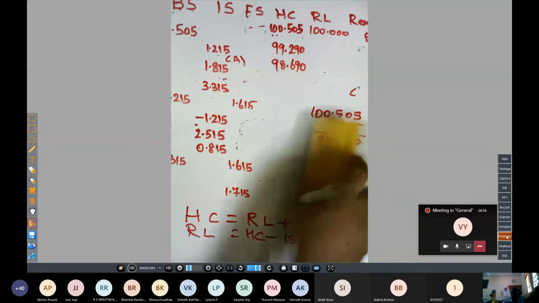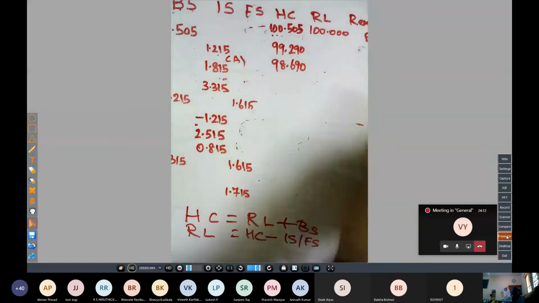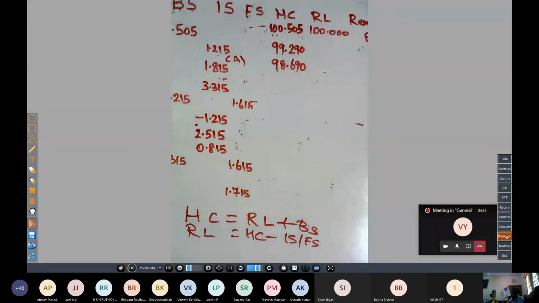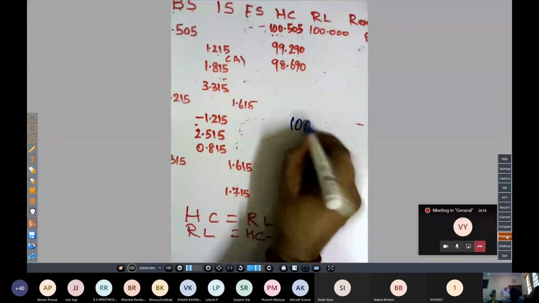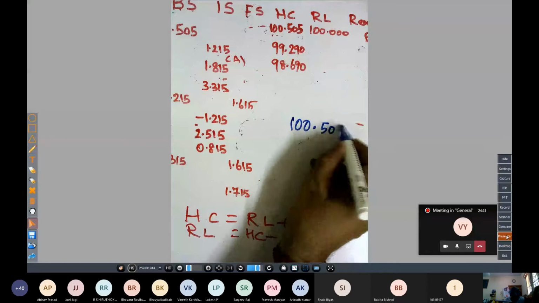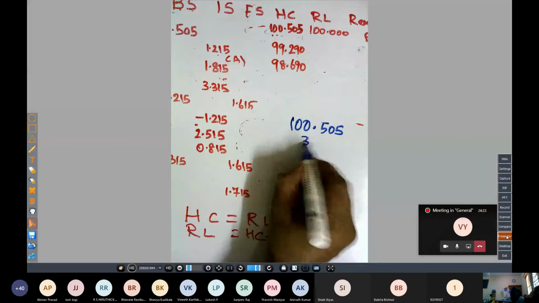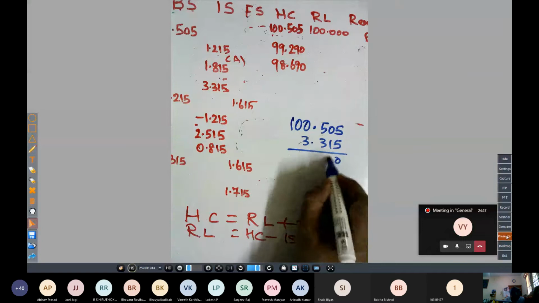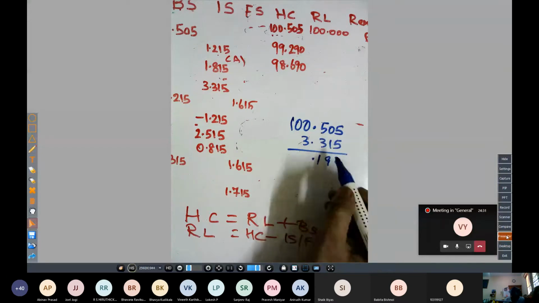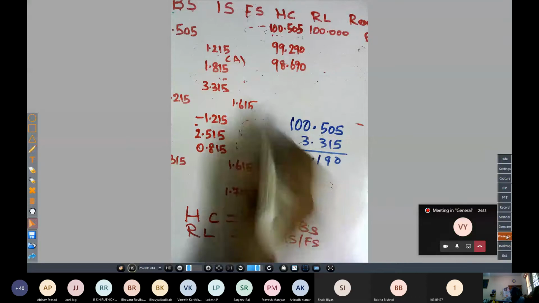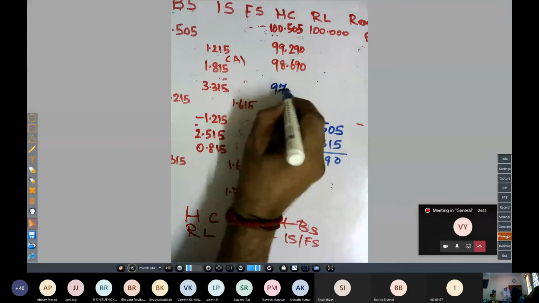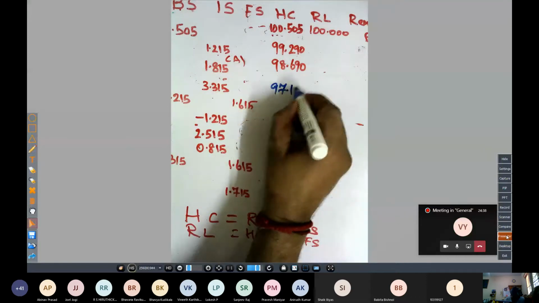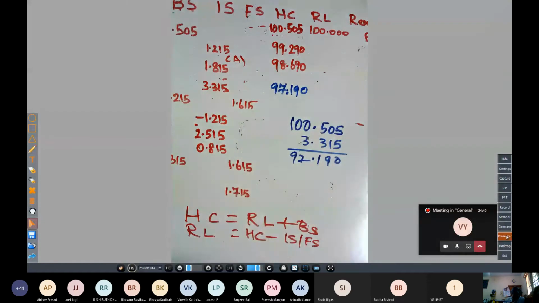The third point, 100.505 minus 3.315 gives 97.190. So it is 97.190. You get it?